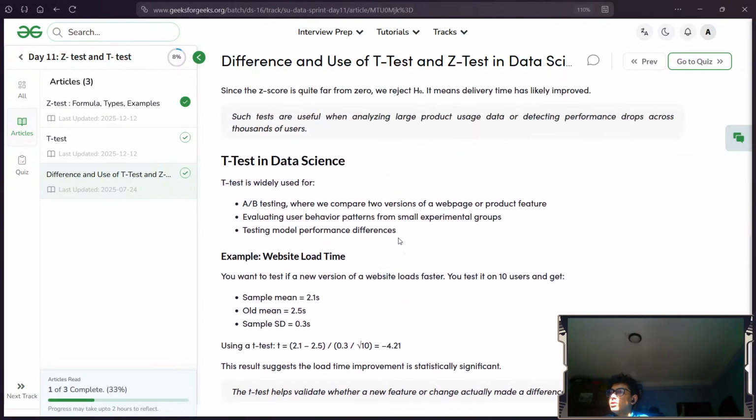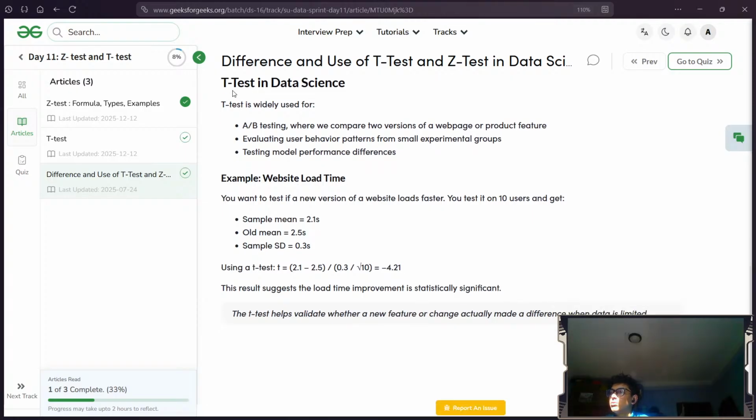T-test in data science: the t-test is widely used.